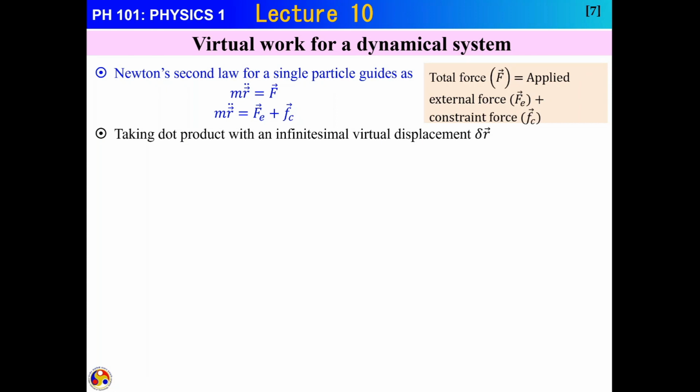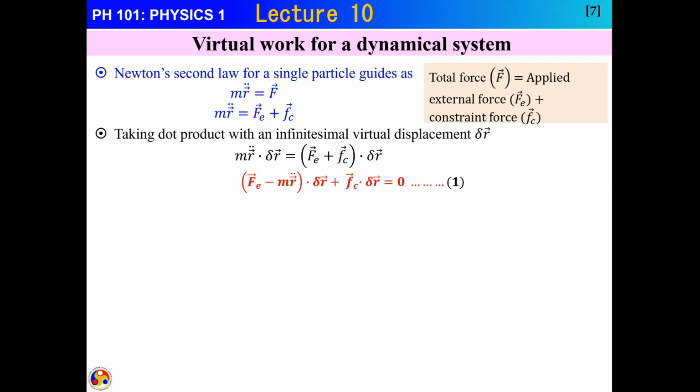So taking a dot product with an infinitesimal virtual displacement delta R on both sides, the term will end up as m r double dot dot delta R equal to this functional form. We are still in mathematical form, so there's no confusion. Now we can expand this term and rearrange it. So this will be Fe dot delta R plus Fc dot delta R, and you can rearrange it such that bringing Fe to this side gives Fe minus m r double dot, dot delta R, plus Fc dot delta R is 0.